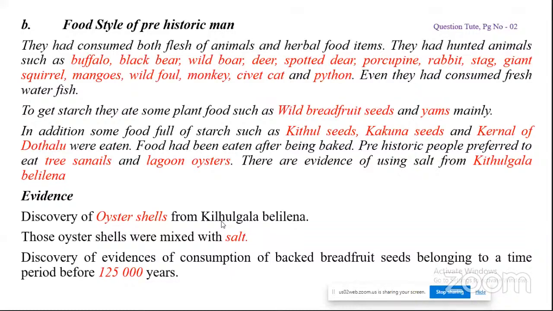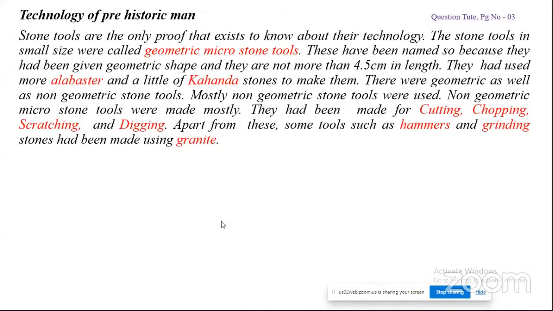Okay, then we'll move on to the next slide about the implements. So when we come to the technology, stone tools are the only proof that exists to know about their technology. The stone tools in the small size were called geometric microstone tools. Now we know that there were two types, micro stone tools and large stone tools.